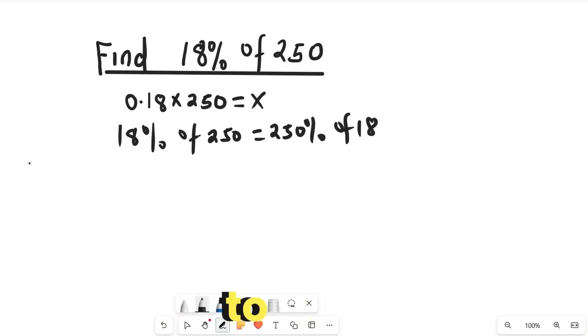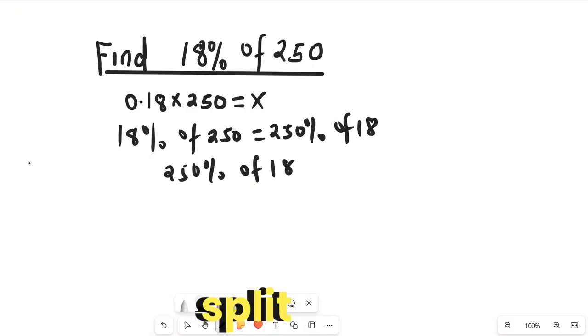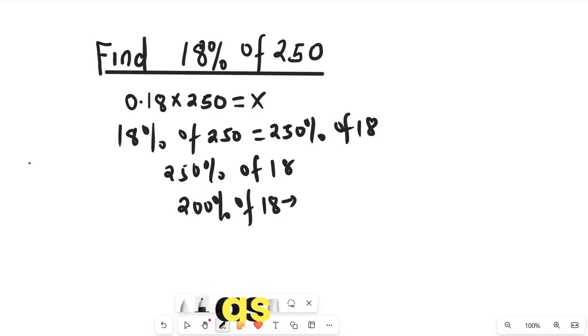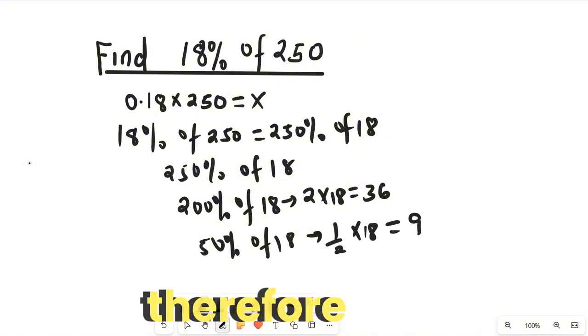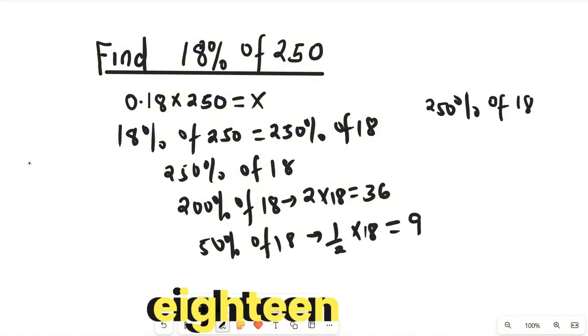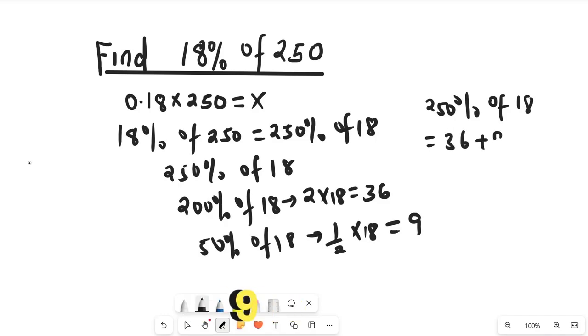If we pick 250% of 18, we're not going to multiply 250 over 100 times 18. We could split this 250 into, first, 200% of 18, which is the same as 2 times 18, which is 36. Again, 50%, which is the remaining part, is the same as half of 18, and this gives us 9. So therefore, 250% of 18 is the same as 36 plus 9, which is 45. 250% is just 200% plus 50%. So 18% of 250 is 45.